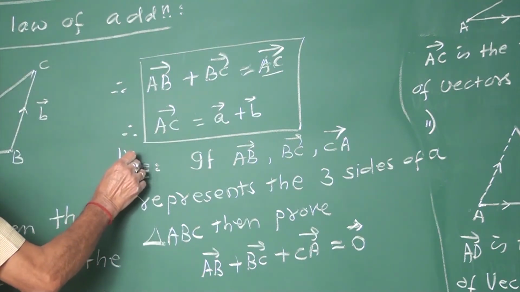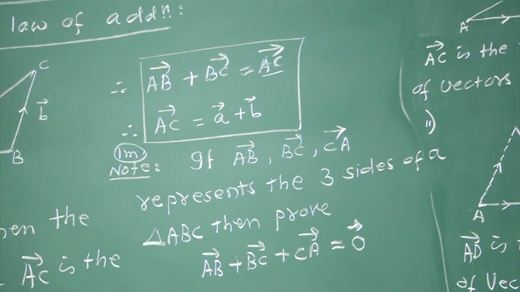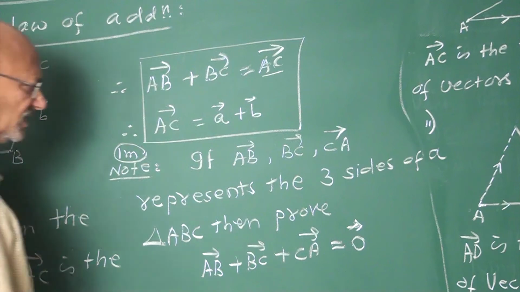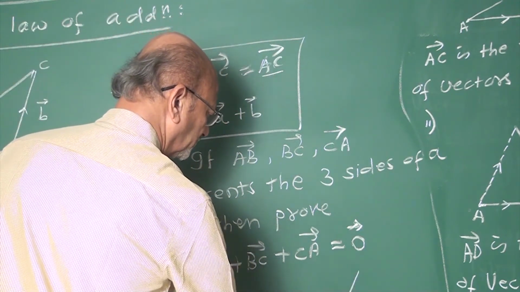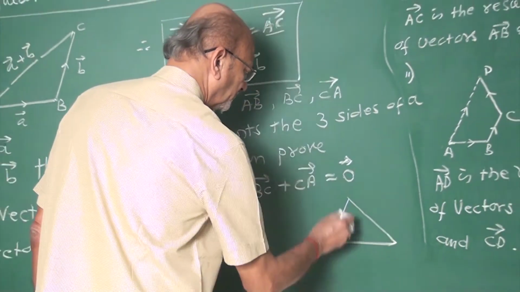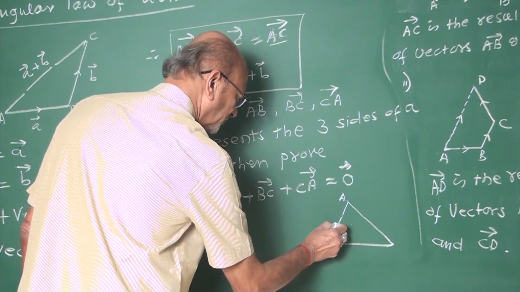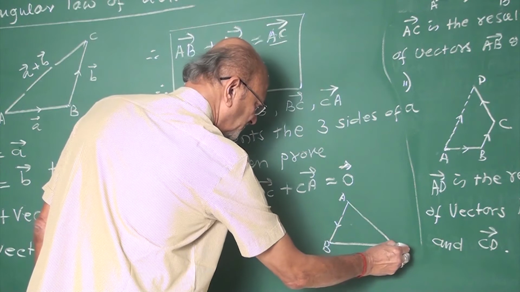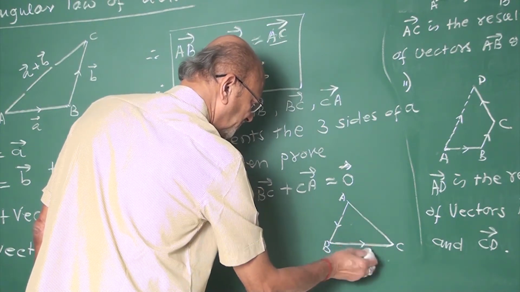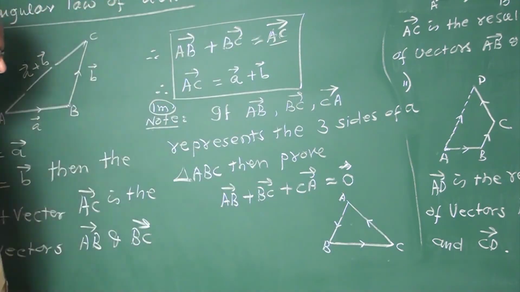Good example actually. Even sometimes it used to appear in CET also. The value of this equals dash. It is nothing but zero factor. Yes, my friends. This is the triangle ABC. This is A. This is B. This is factor AB. This is C. This is factor BC. What is this? This is CA.